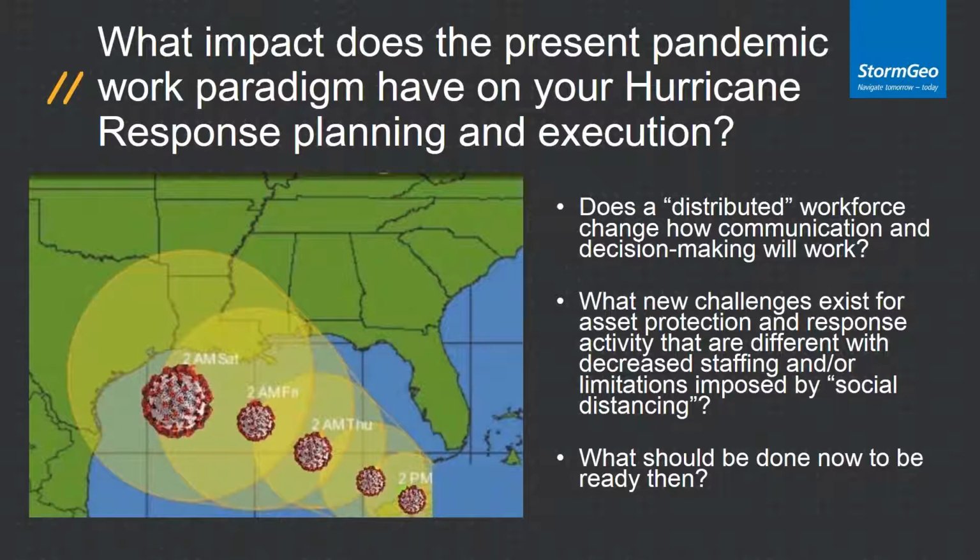And then also thinking about what new challenges may exist for asset protection and your response activity, either given decreased staffing. Unfortunately, it's the reality of a pandemic world. A lot of companies have had to cut back on staffing or have had to reduce staffing levels, and what the implications of social distancing may be on your impact. So for example, something that used to be a decision point 72 hours out from impact may need to be a decision point now that it's exercised 96 hours out. Why? You just need more time to execute because you're functioning in a new mode of execution.